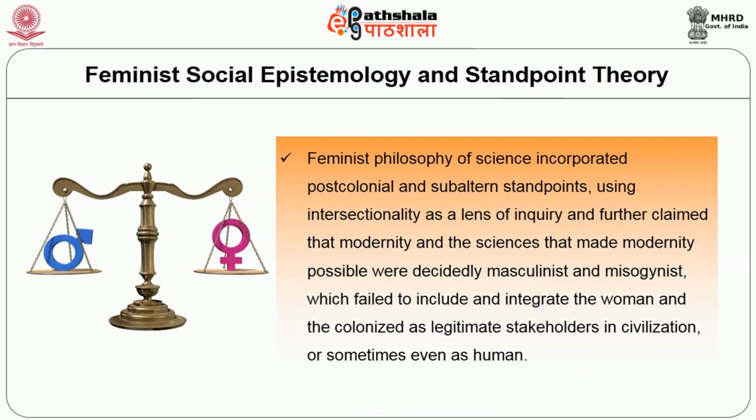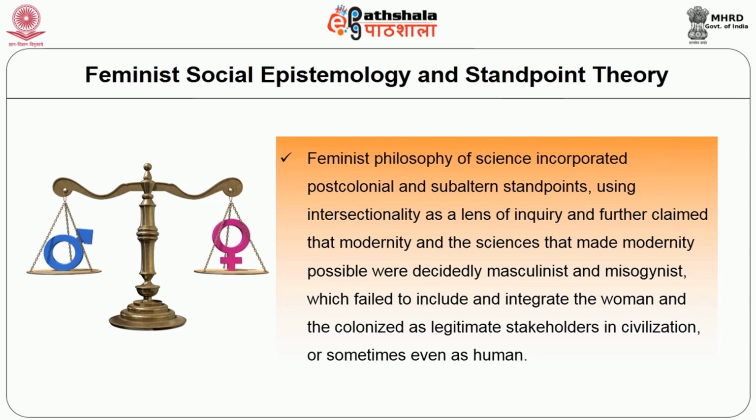Feminist philosophy of science incorporated post-colonial and subaltern standpoints, using intersectionality as a lens of inquiry, and further claimed that modernity and the sciences that made modernity possible were decidedly masculinist and misogynist, which failed to include and integrate women and the colonized as legitimate stakeholders in civilization, or sometimes even as human.